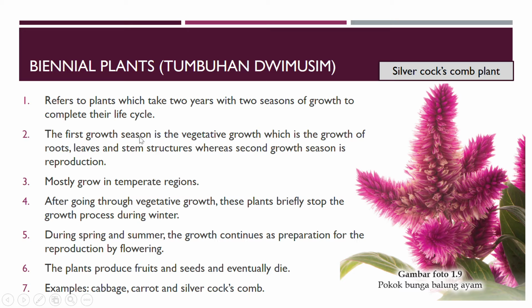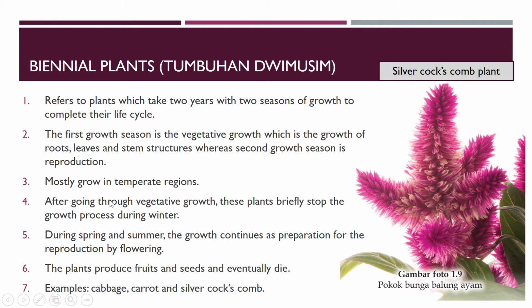So the first growth season is the vegetative production. Vegetative ini merujuk kepada bahagian vegetatif lah. Kalau kamu masih ingat, pernah belajar ini masa menengah rendah. Vegetative parts refers to the roots, leaves, stem structures. Whereas second growth season is reproduction. Baru dia punya second season itu dia akan berbuah, berbunga, berbuah. So mostly grow in temperate regions.